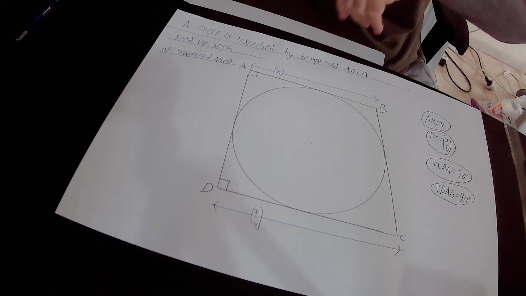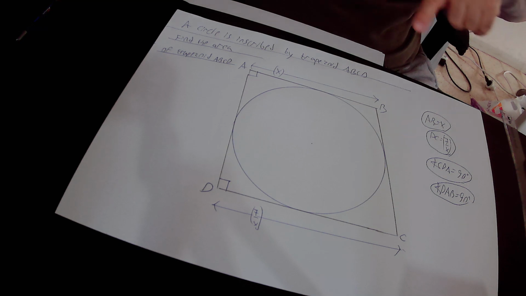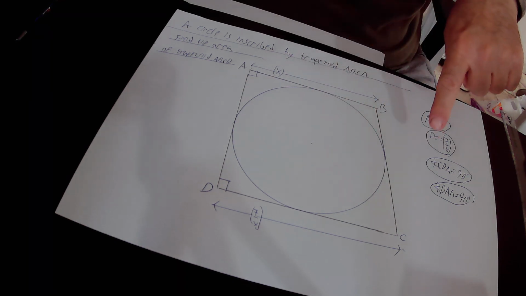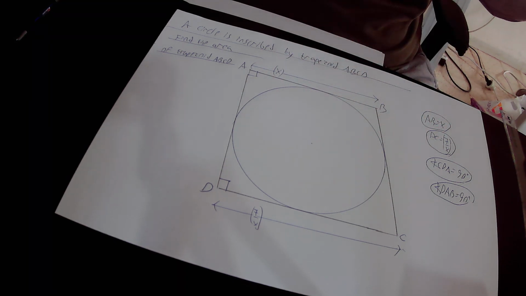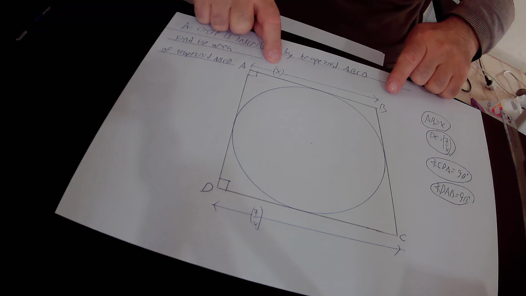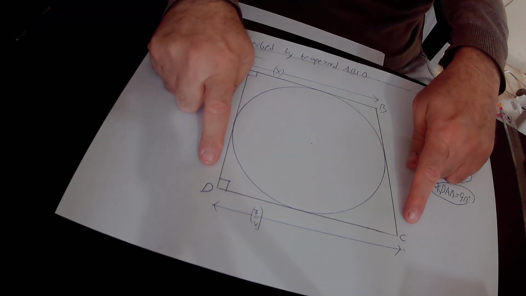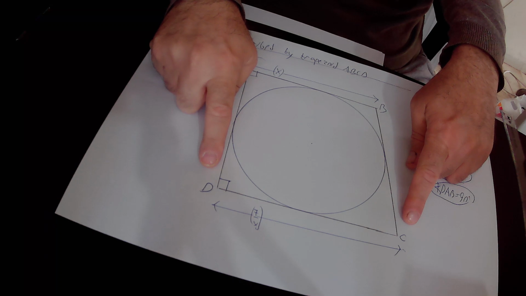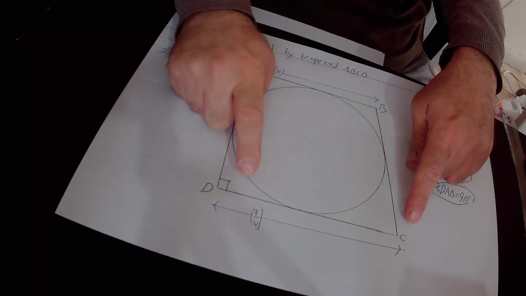Hello, in this lecture we'll find out the area of trapezoid ABCD. In the drawing we have trapezoid ABCD, and we have here a circle that is inscribed by this trapezoid ABCD. In addition, you know that side AB is equal to X. Side DC of the trapezoid ABCD is equal to 7 over X.